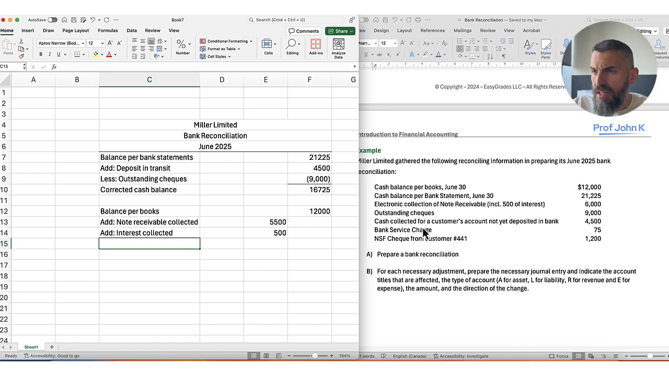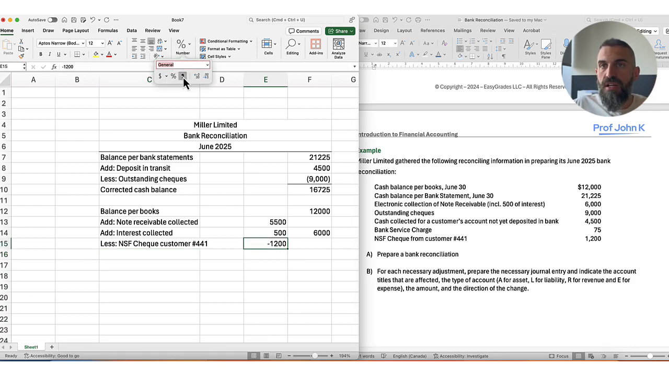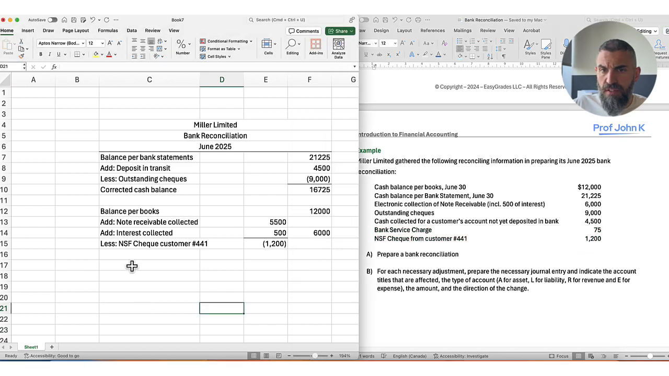Then I don't have any other additions, so we're going to put those two together. So 6,000 is the total. Then we have deductions. I see the NSF check, customer number 441. We are losing $1,200. You always subtract your NSF checks from your books. And then anything else. The bank service charge of 75. Bank service charge, so 75.